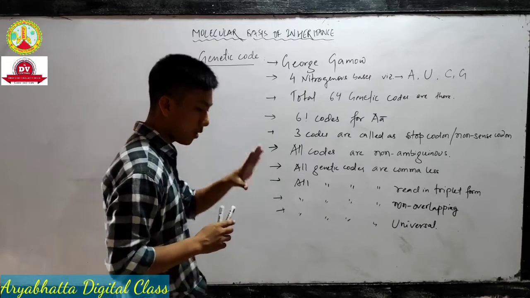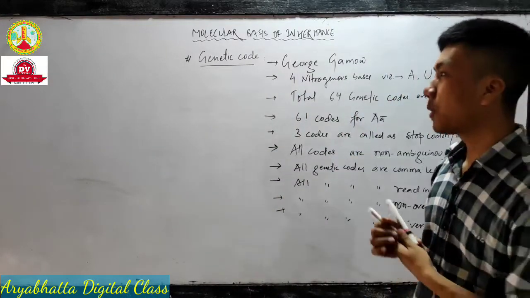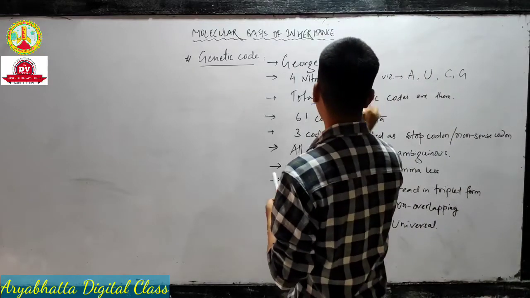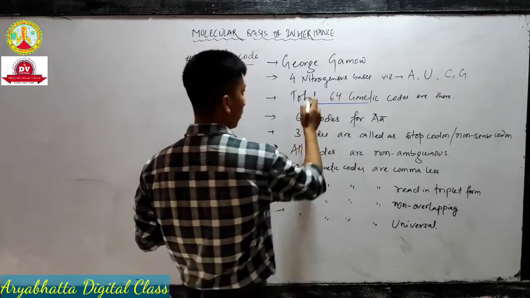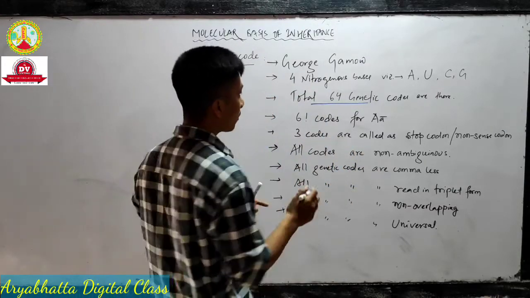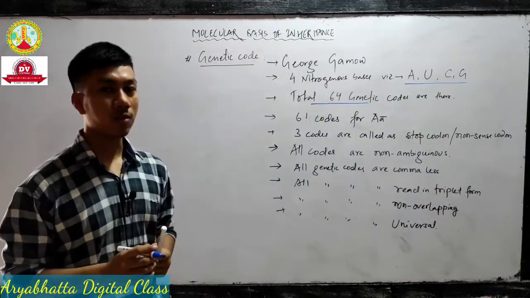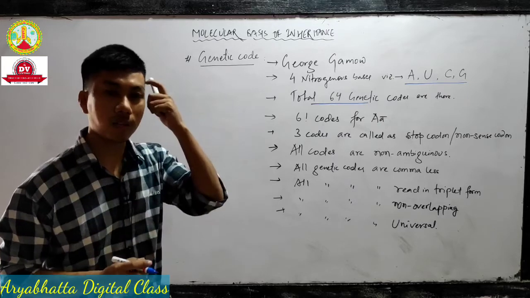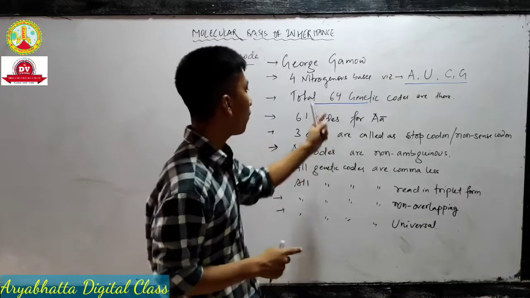All right, so these are the important features you need to remember about the genetic code. How many genetic codes are there? 64. Normally, we have 4 nitrogenous bases that make the genetic codes. 64 genetic codes are made from the 4 nitrogenous bases A, U, C, G. How many genetic codes? 64.